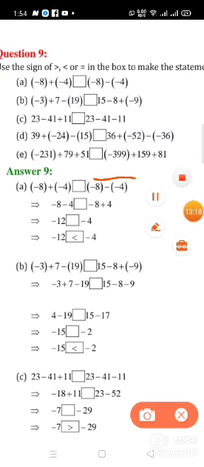Here we have to compare the LHS and RHS. In this question, A, B and C we are going to see in this video, and D and E should be your homework. Now, negative 8 plus negative 4. First of all we will solve the LHS, later the RHS.